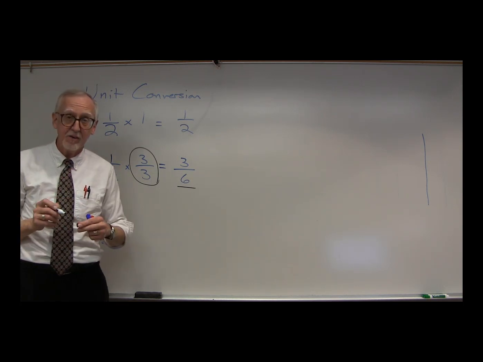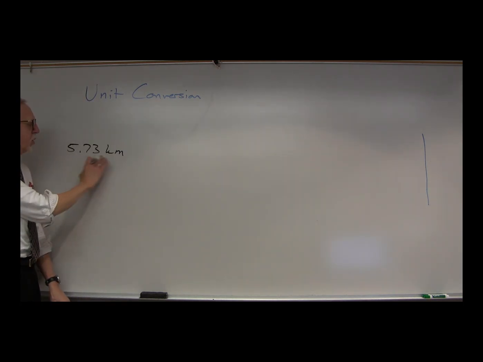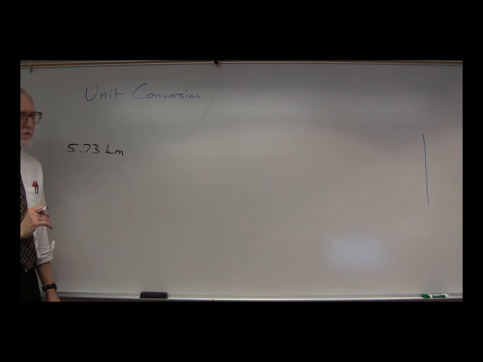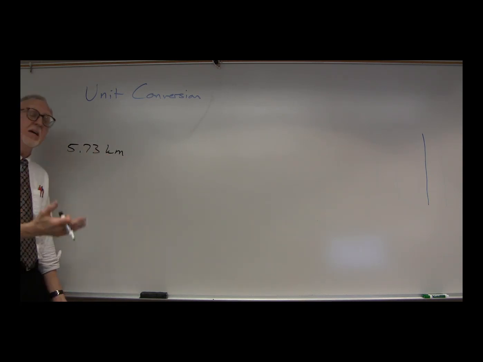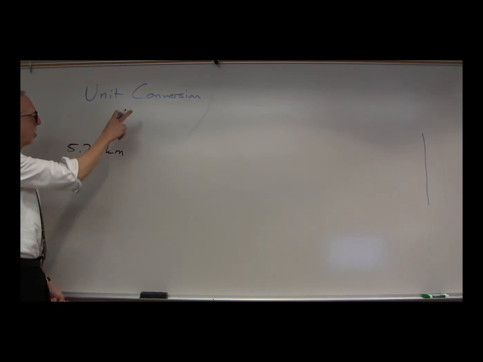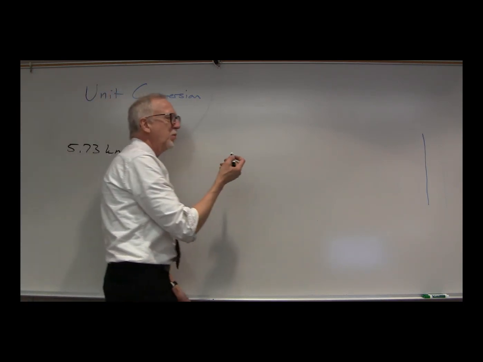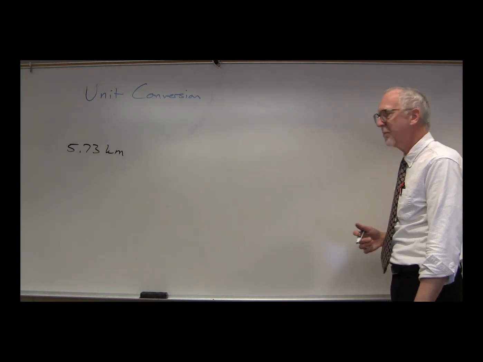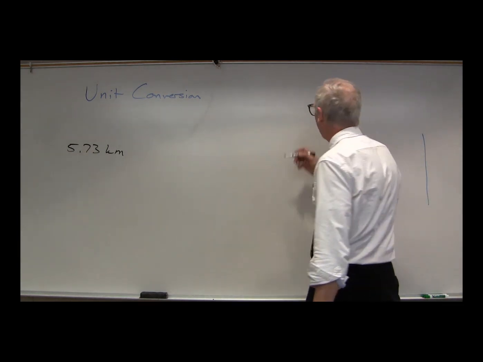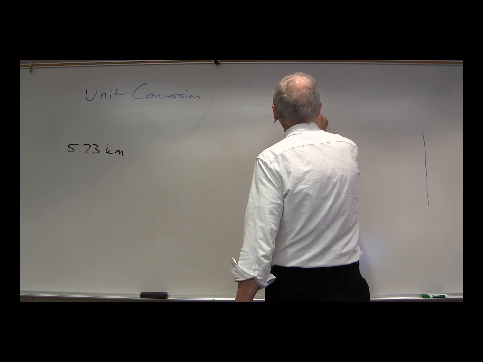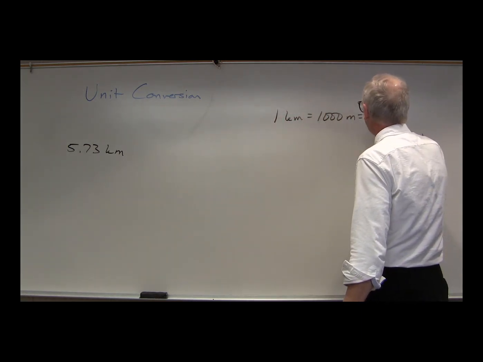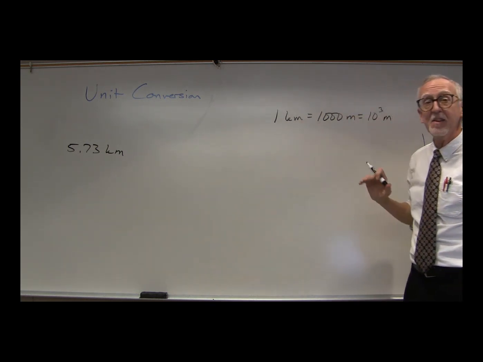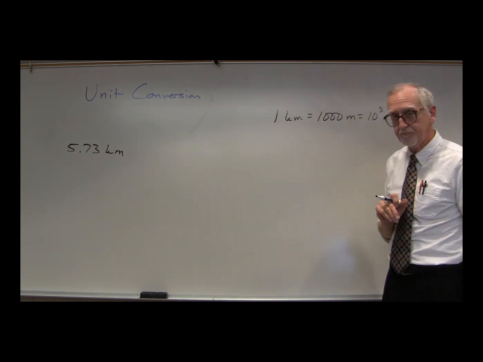So let's try that. Let's imagine that we've got this quantity, 5.73 kilometers. And we would like to change this into a distance with meters as the unit. Well, we're going to make a conversion factor. Now, what do we know about the relationship between meters and kilometers? We know from the previous overhead that 1 kilometer is equal to 1,000 meters, or we could write this as 10 to the 3 meters. Keeping in mind this is a definition, so these quantities are exact.